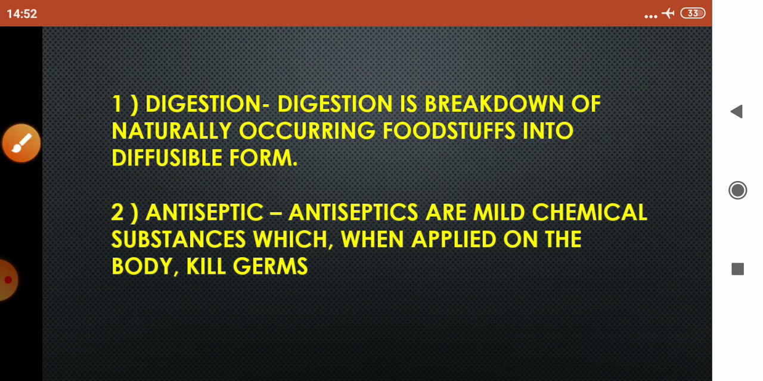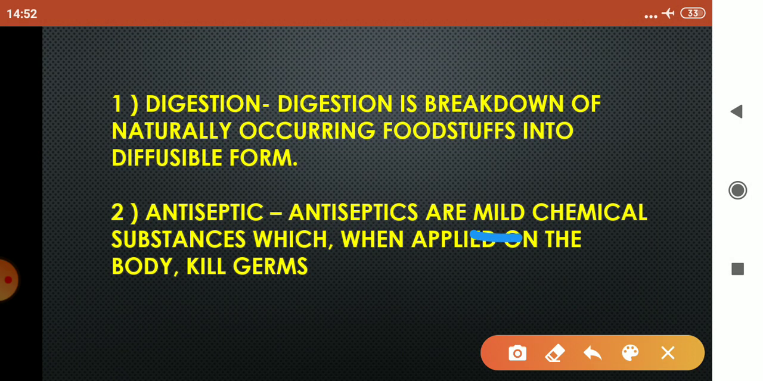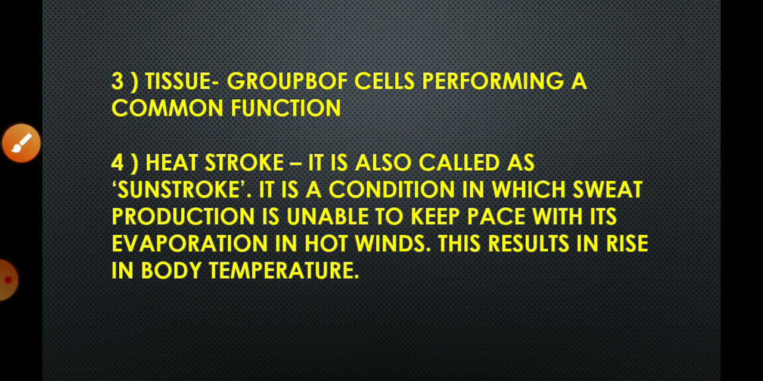The second one is antiseptics, and antiseptics are mild chemical substances. These are mild, means these are not hard on the skin, therefore it can be applied on the body and it can kill germs. The next term is a tissue. A tissue is a group of cells performing a common function. It can be a similar type of cells or it can be a different type of cells.